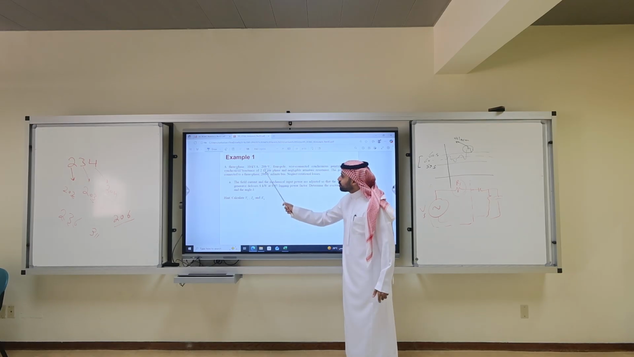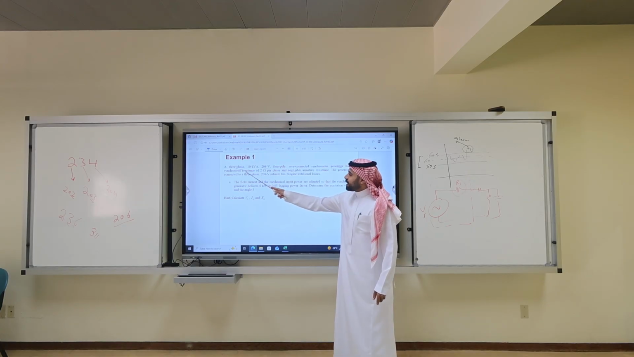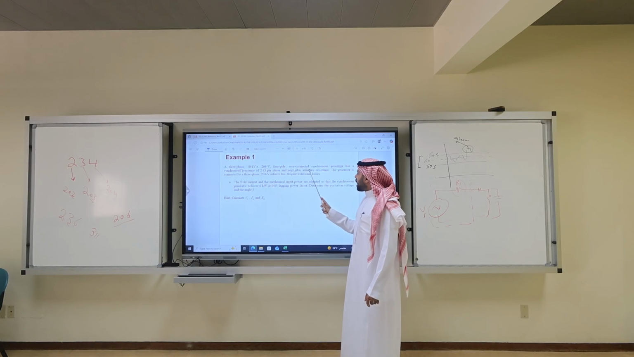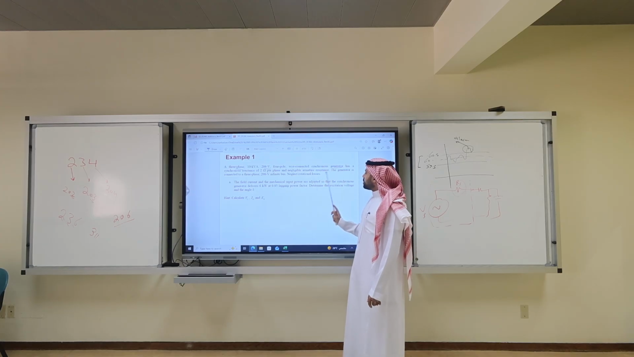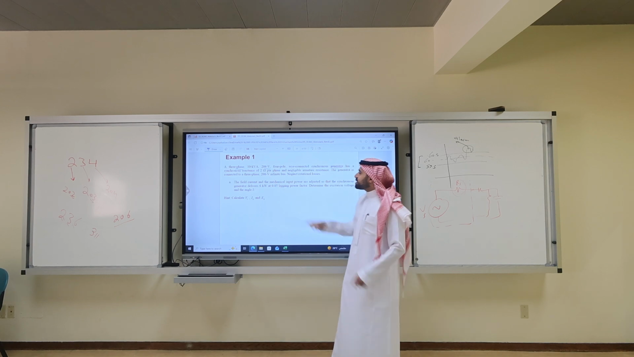So this is line to line, 4-pole, Y connected. XS is 2, R is 0, RA is 0. The generator is connected to a three-phase 208 infinite bus.